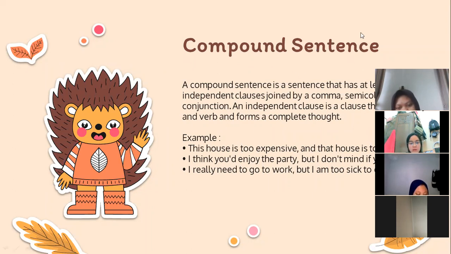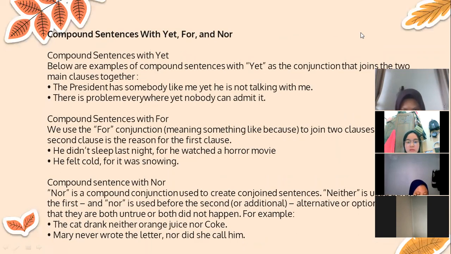Compound sentence with for. We use the conjunction for, meaning something like because, to join two clauses when the second clause is the reason for the first clause. Example: he didn't sleep last night, for he watched a horror movie. He felt cold, for it was snowing.